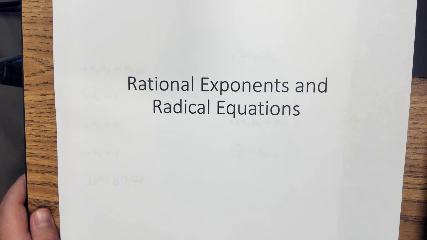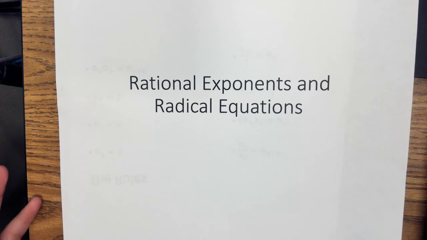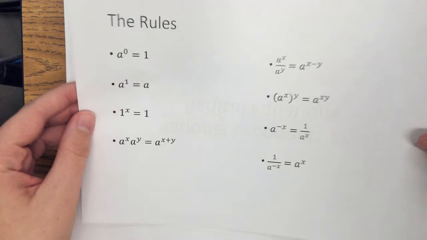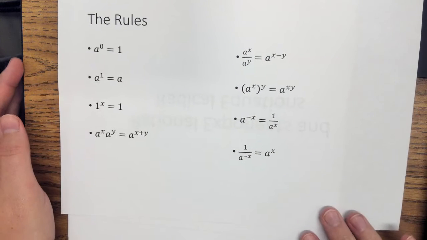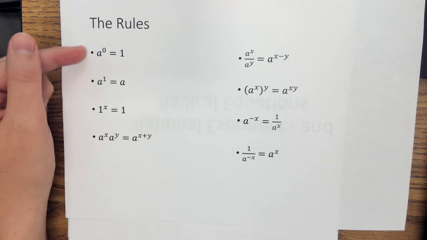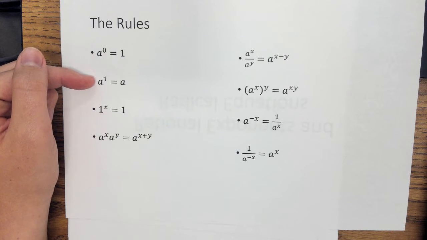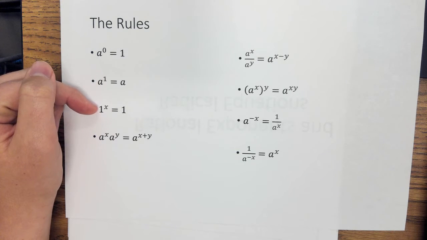Alright, this time we're talking about how exponents and radicals relate to each other. So first thing I'm going to do is review something with you from Algebra 1, which is exponent rules. If you need to pause this and write all these rules down, you can. But basically, anything to the 0 power is 1. Anything to the first power is itself. 1 to any power is 1.